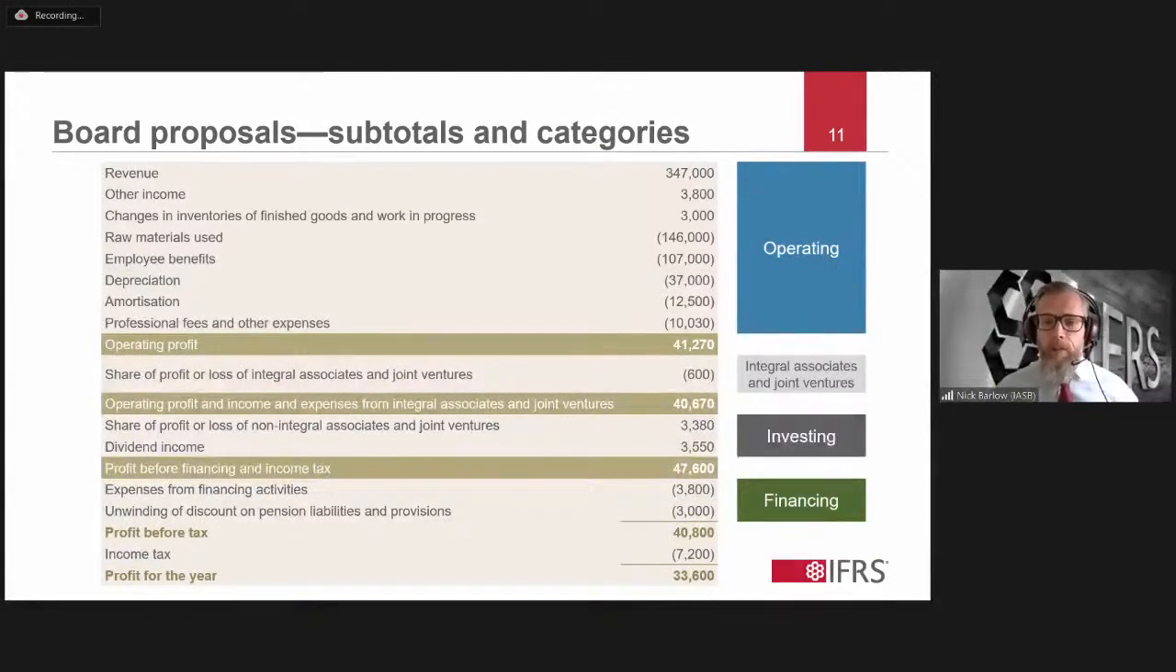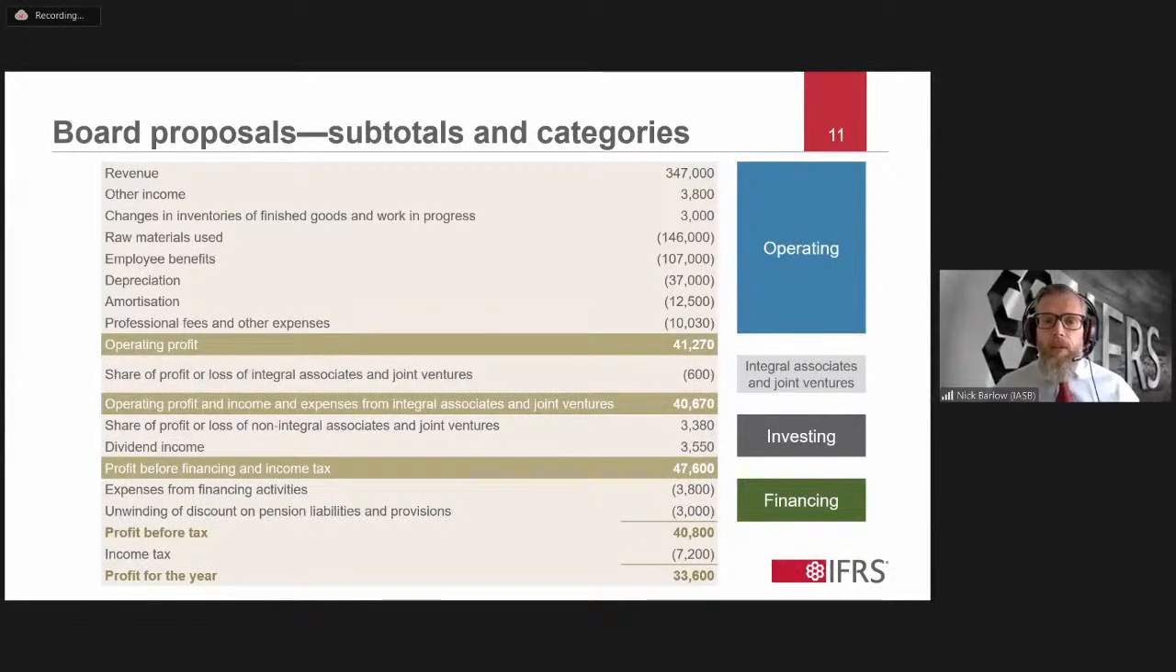And then lastly, just to note, the board is not proposing any changes to how tax and discontinued operations are presented, and so that would continue as we see them today, and is not shown completely in this example. So, what is the board proposing?